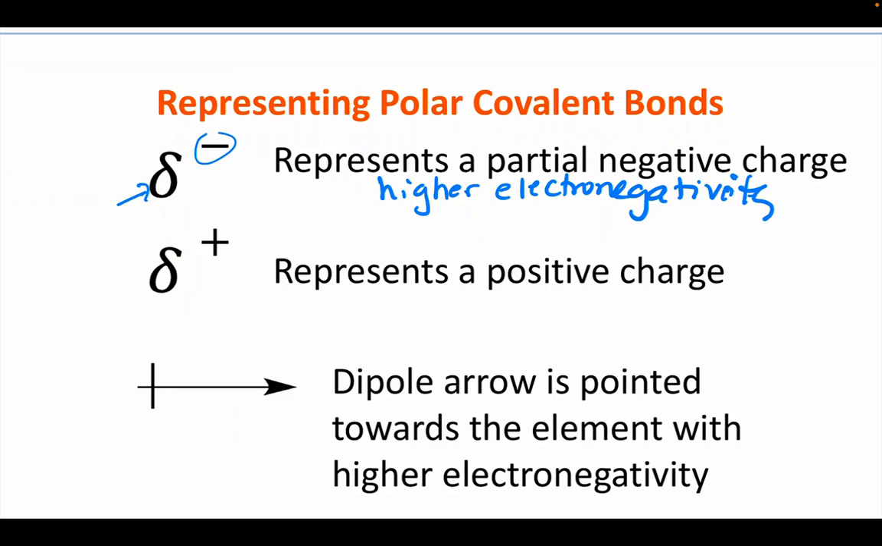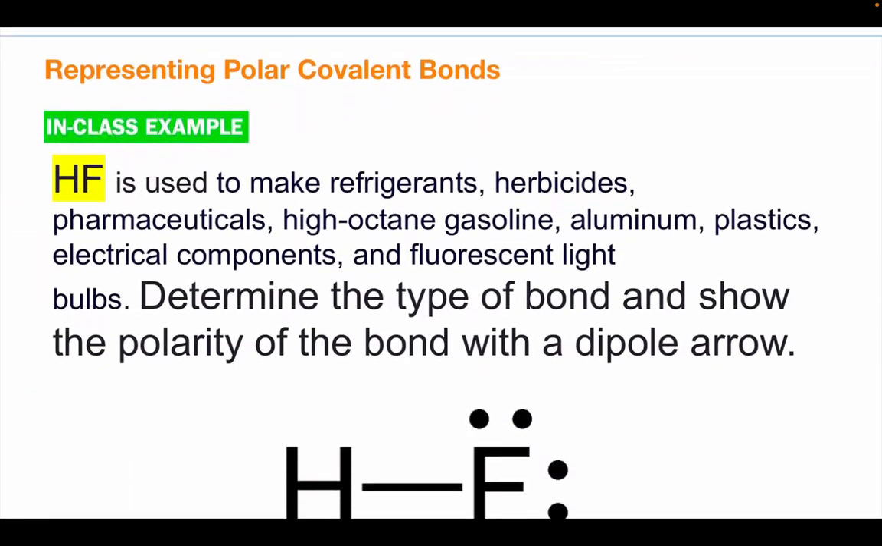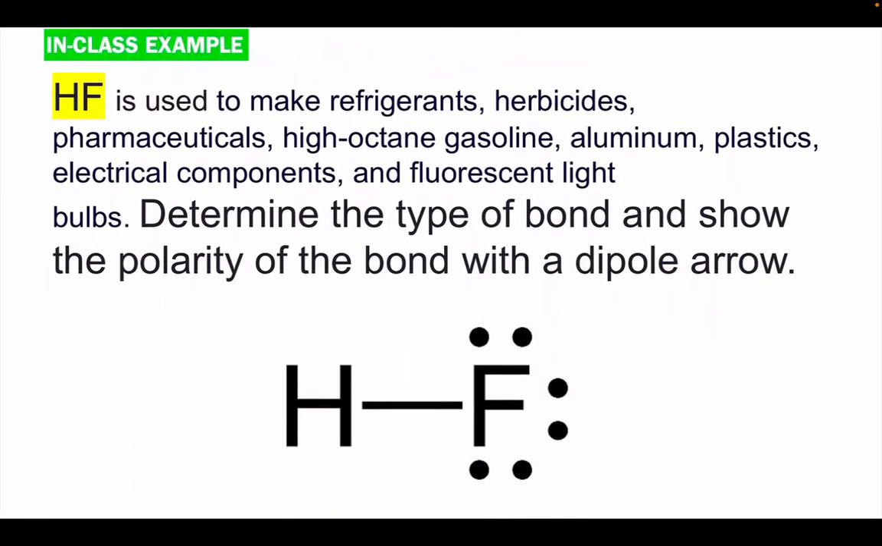Another thing we can do is use an arrow. The arrow has a positive part to it, which is always going to point away from the one that has the lower electronegativity, and it's going to point towards the one that has the higher electronegativity. So I'll show you. Here's an example, hydrogen fluoride, HF.